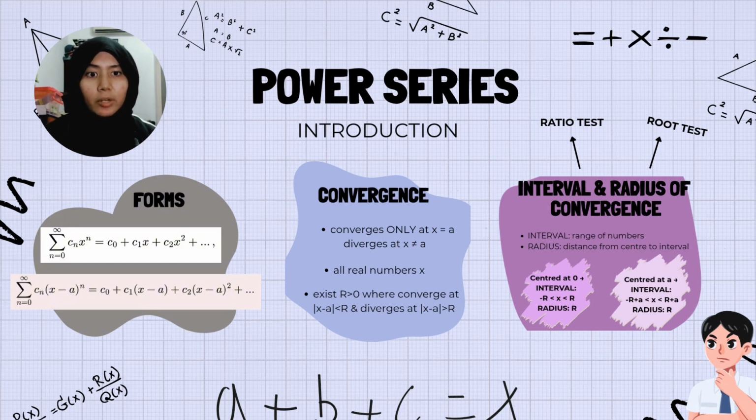And lastly is the case where the radius is bigger than 0. Convergence happens when the distance between x and a is less than r, meanwhile it diverges if the distance of x minus a is bigger than r. And lastly is our interval and radius section.